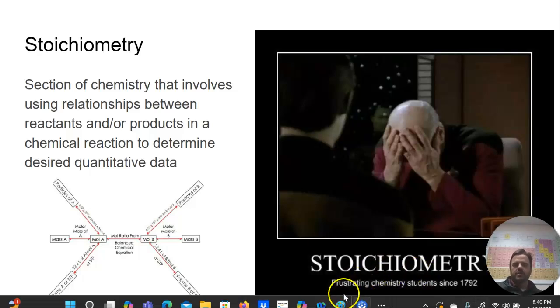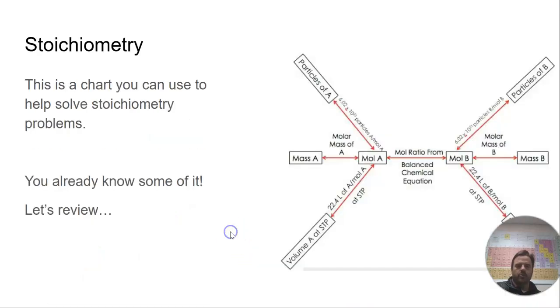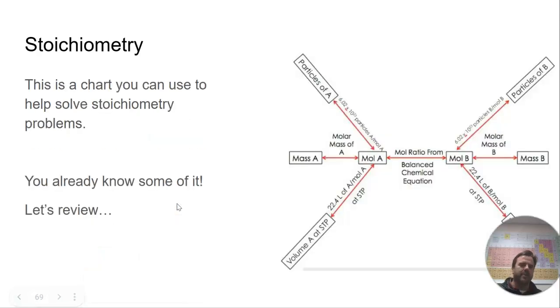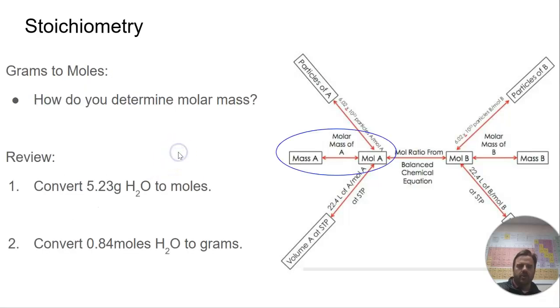So you can see here, it says stoichiometry has been frustrating chemistry students since 1972, or I'm sorry, 1792. I read that totally backwards. 1792, so quite a long time. All right, so you're going to be using this chart as we go through. This will work through, and you'll be able to figure it out. A lot of this stuff you can figure out just by looking at the chart without me even talking about it. So hopefully it'll be helpful.